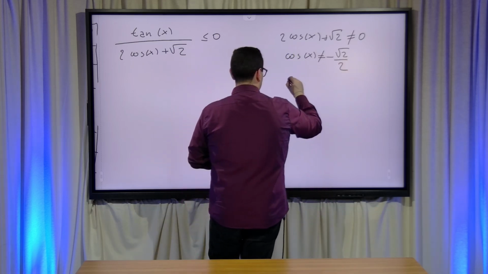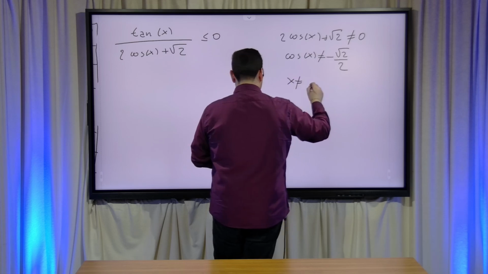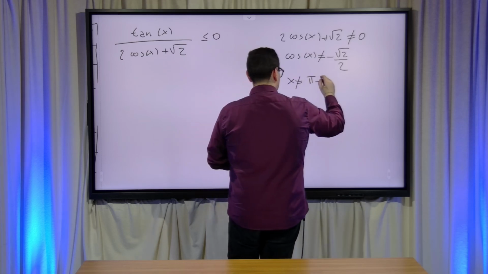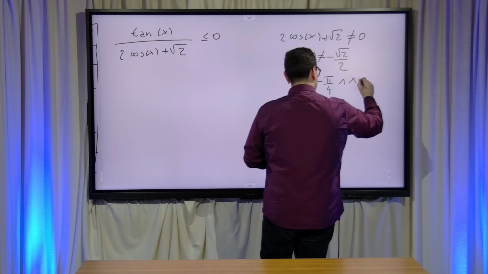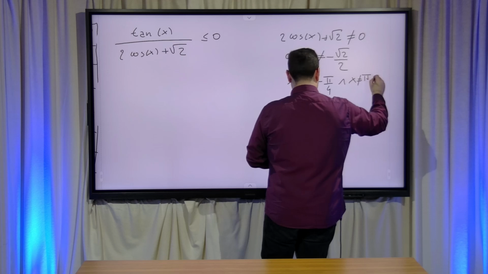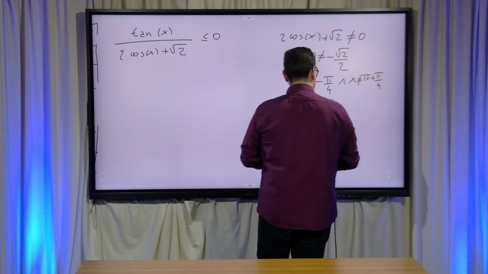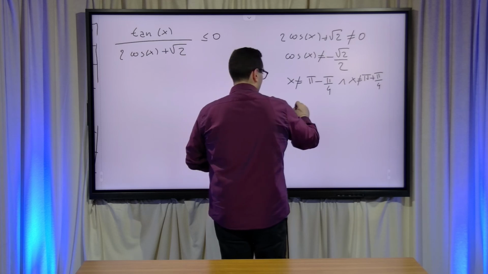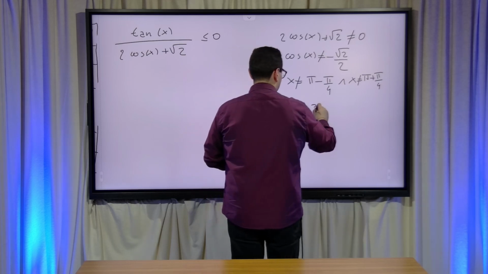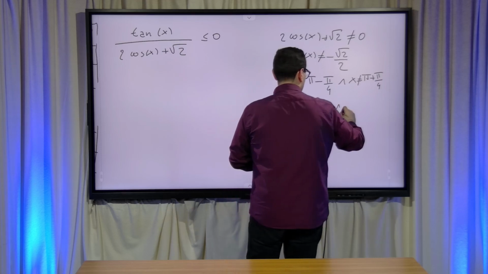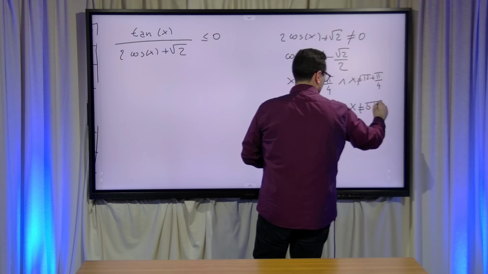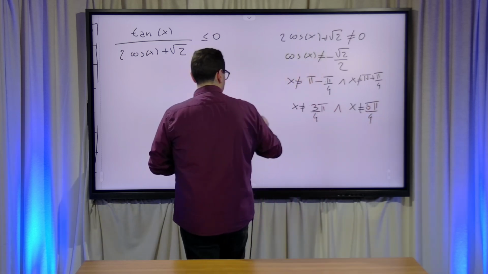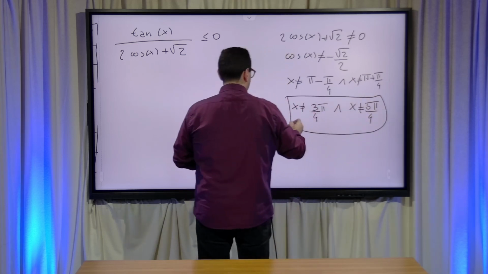And from this one, I get that x must be not equal to pi minus pi over 4, and x not equal to pi plus pi over 4. From the first one, I get this one, and from the second one, I get this one. So this is the domain of this ratio.